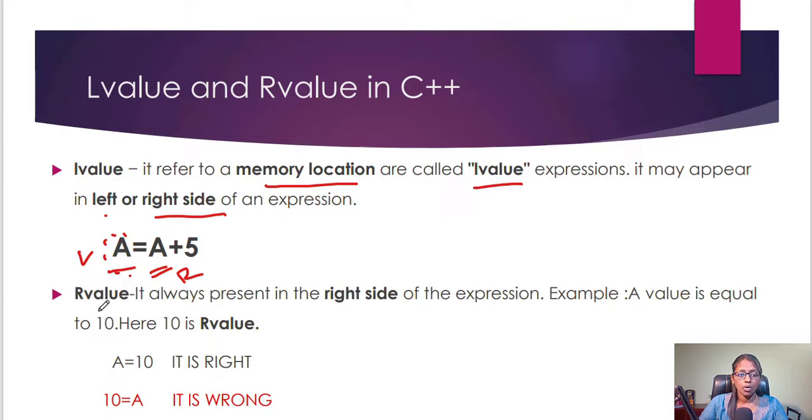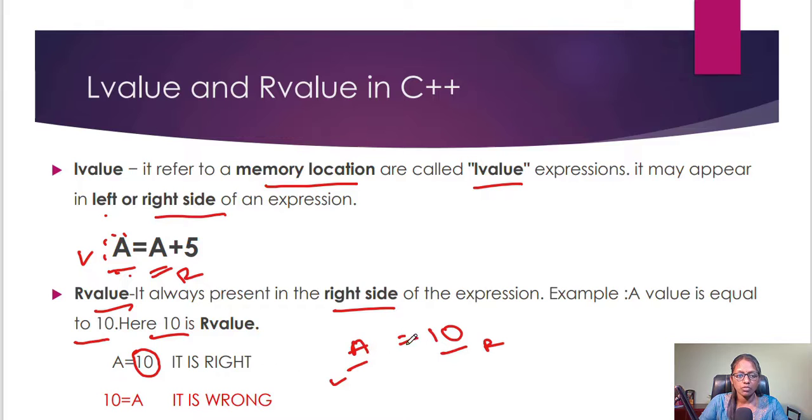Okay, this is the meaning of left or right side of an expression. But the R value always is present on the right side of the expression. For example, A equal to 10. Here 10 must be present on the right side. This is R, and this will be the L value. Mathematically, if you write 10 equal to A, that is right, but it is wrong in programming.